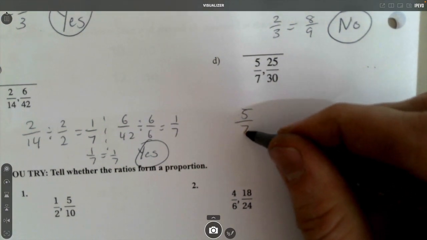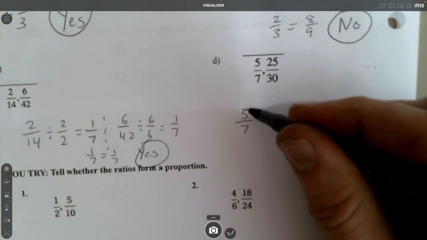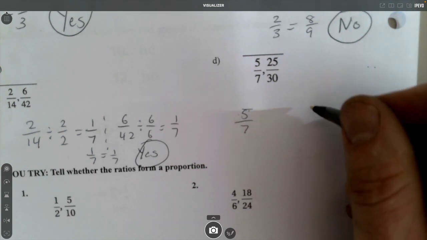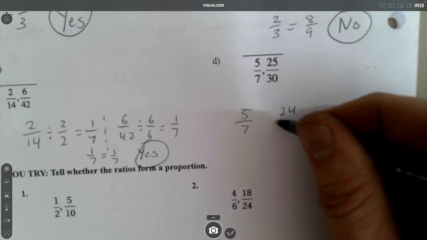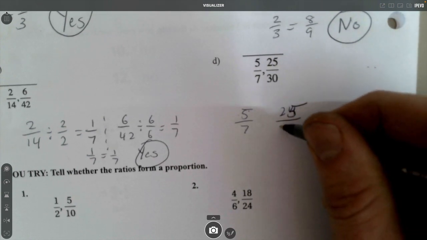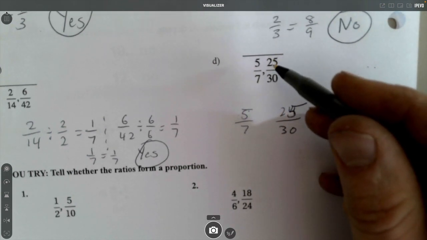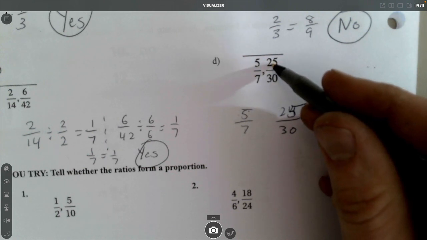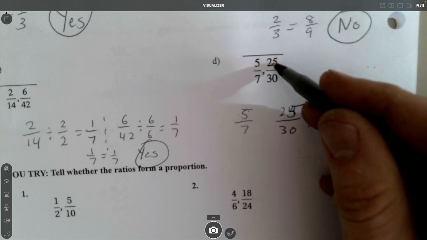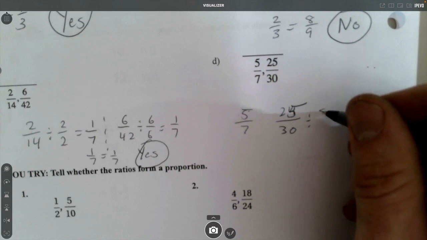Let's try the next one, 5/7. I tried to simplify that, but there's no number that divides evenly into 5 and 7, so let's leave that the same. 25 over 30. 25 can't divide, but I could try 2. 2 doesn't work for 25. 3 doesn't work. 4 doesn't work. Let's try 5.